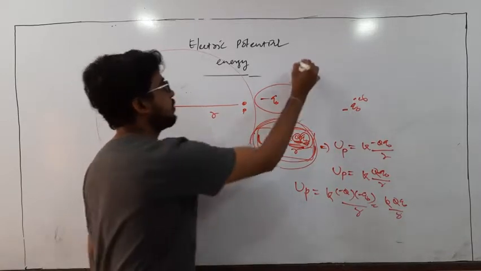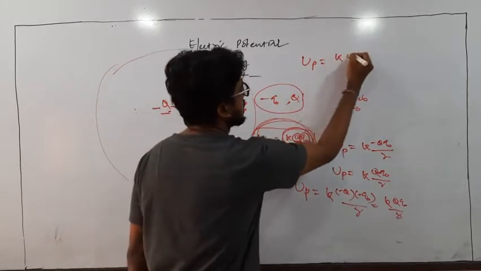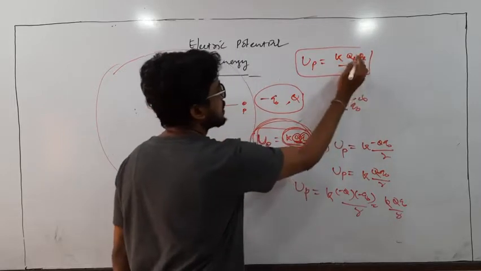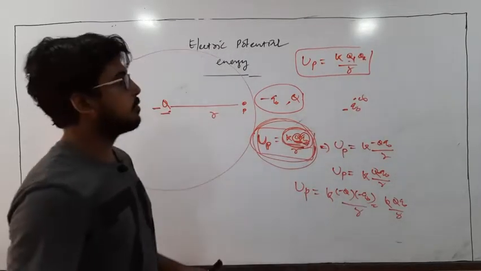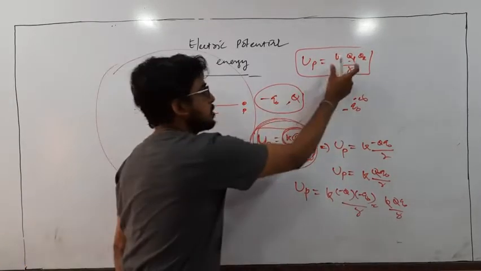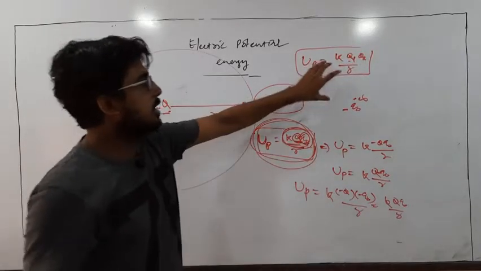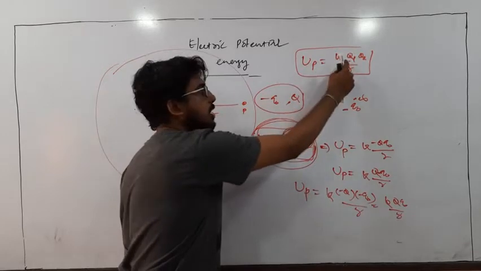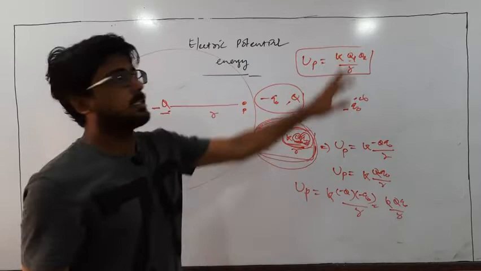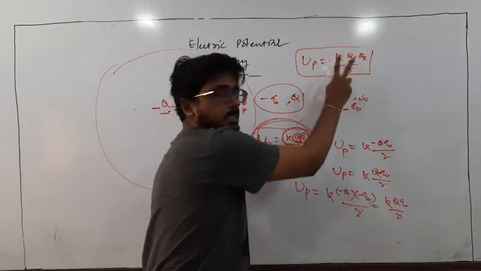So you have to remember the formula: the potential energy of a two charge system is given as K Q1 Q2 by r, where r is the separation between the two charges and Q1 and Q2 are the two charges of the system. Then the potential energy of this two charge system will be this much, where Q1 and Q2 are represented with their signs. That's why the potential energy will be negative only when these two charges have opposite polarities, and it is positive when the charges have the same polarities. Clear? So this is about the electrical potential energy for a two charge system.